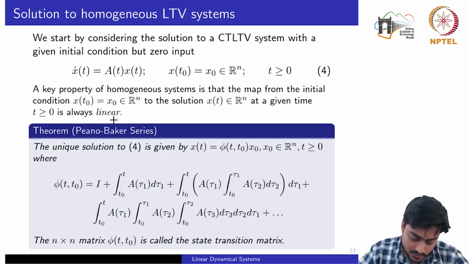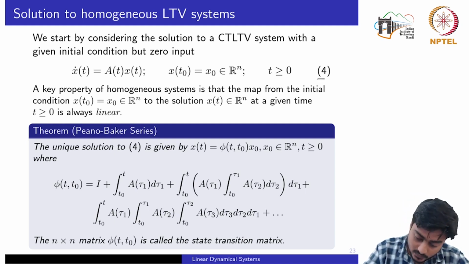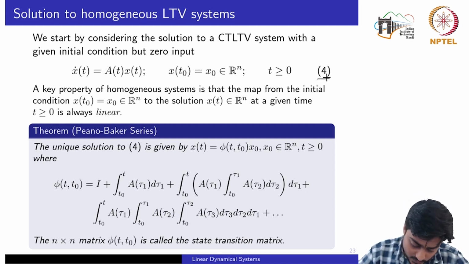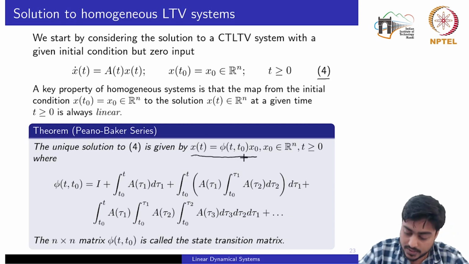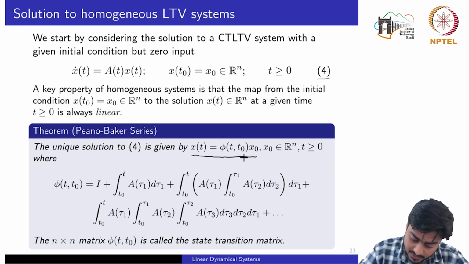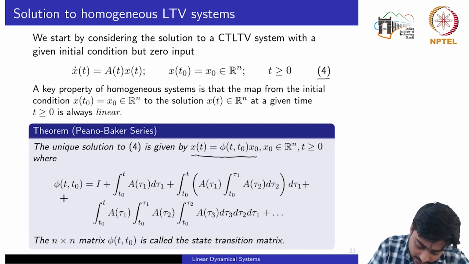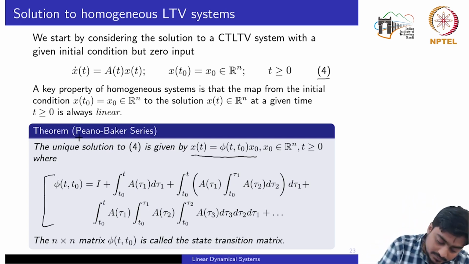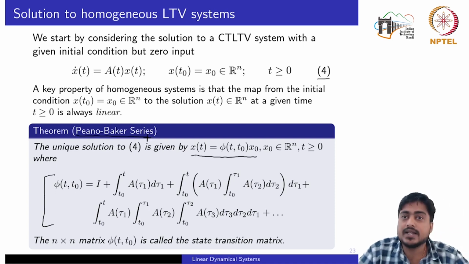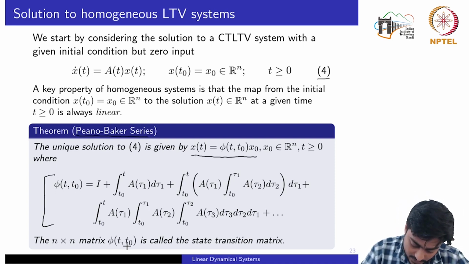Now we introduce one theorem which gives us the solution of equation 4, the homogeneous LTV state space equation. The unique solution to 4 is given by x(t) equal to phi(t, t naught) times x naught, where x naught is the initial condition, and this response is valid for t greater than or equal to t naught. Here phi(t, t naught) is computed by a non-ending series which we call the Peano-Baker series. This n cross n matrix phi(t, t naught) is called the state transition matrix.